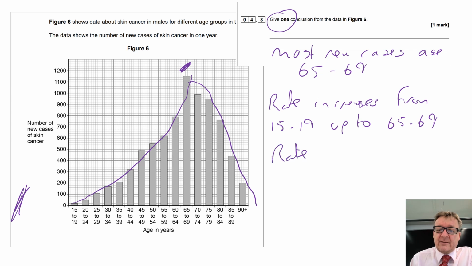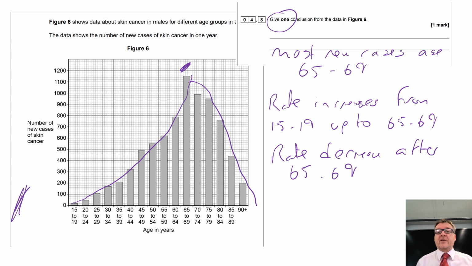Rate decreases after 65 to 69. So the trick to a question like this, if they ask for a conclusion, is you look for any patterns. You look for a pattern, you look for the biggest, look for the smallest, look for any kind of going ups, going downs, right? And then what you do is you sort of add numbers in to give you a conclusion.